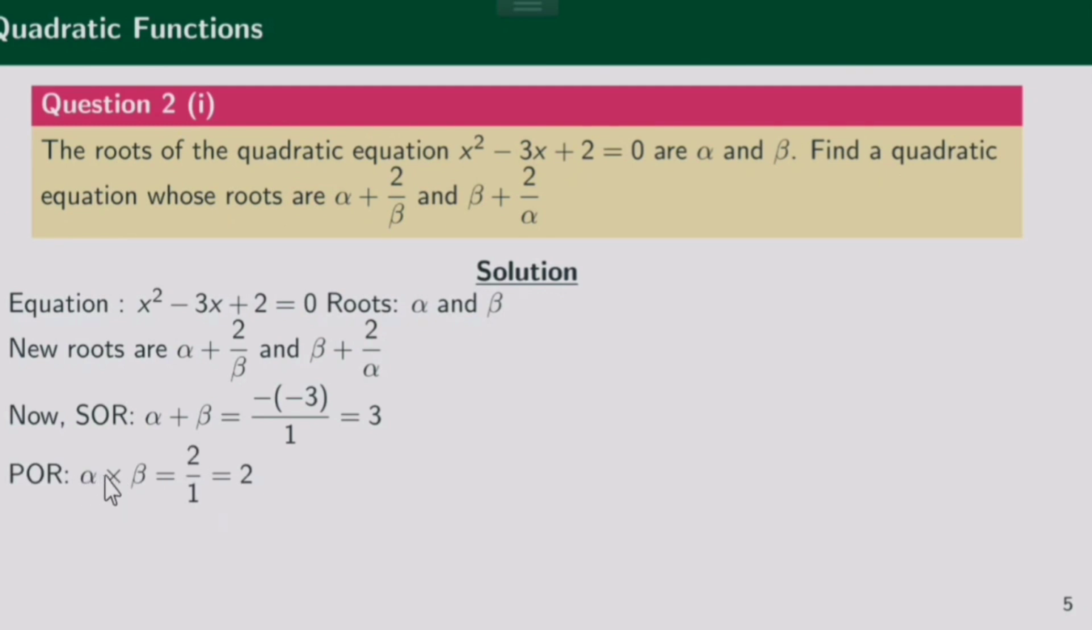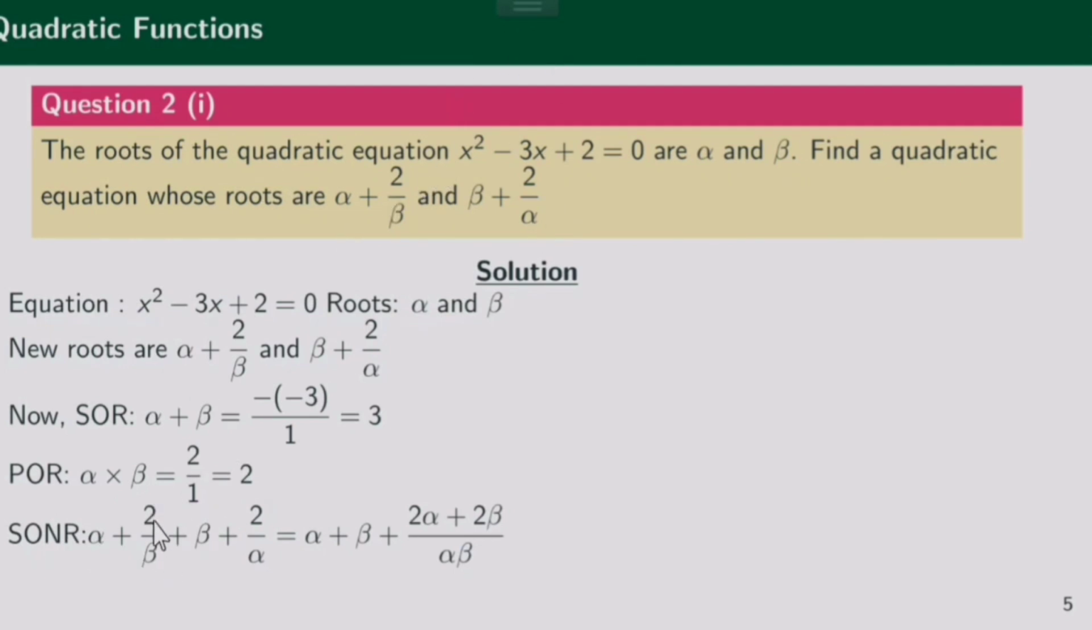Now, what about the product of the roots, alpha and beta? Remember, I'm taking the roots of the equation that was given to me. Alpha times beta is equal to c divided by a, 2 divided by 1, which gives me 2. Now, I have the sum of the roots of this equation and the product of the roots of this equation. But I want to form a new equation with these new roots. So the next thing to do is to find the sum of the new roots. So I will take these two roots and sum them.